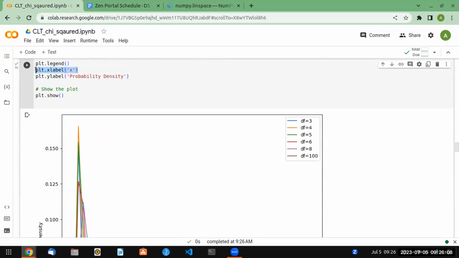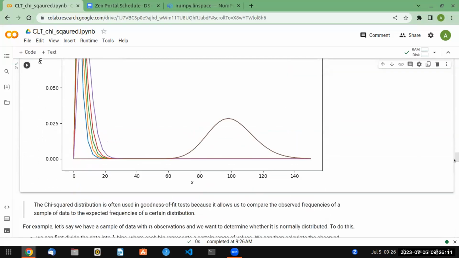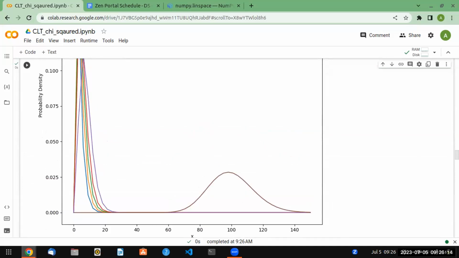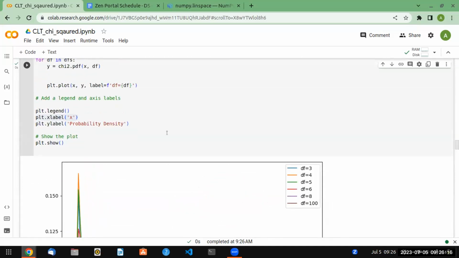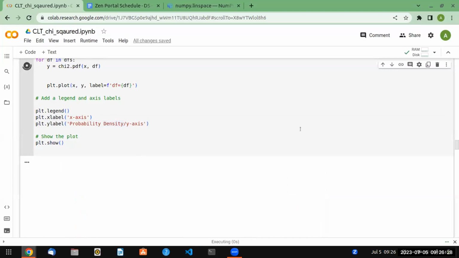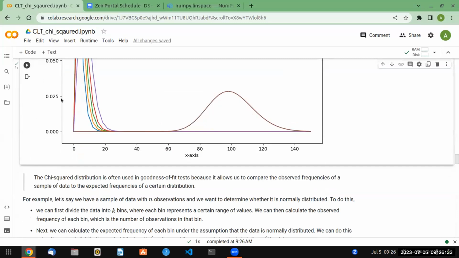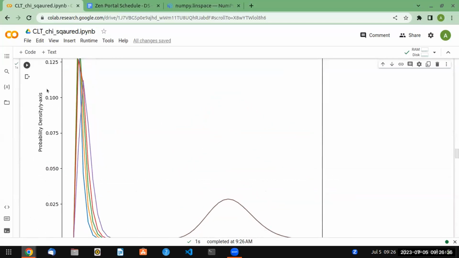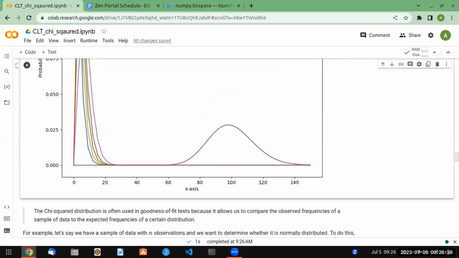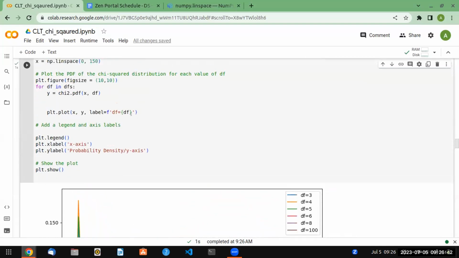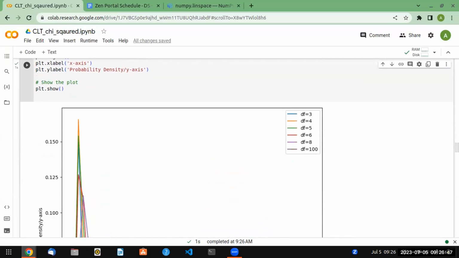And this x label means the name you want to give your x-axis. If I want to give it as, say, x-axis, probability density, y-axis, like this. So what will happen if I do this? The names of the x-axis and y-axis we'll also cover in detail in the visualization chapter. Okay, guys, so this is how you draw the PDF of chi-square distribution with different degrees of freedom.